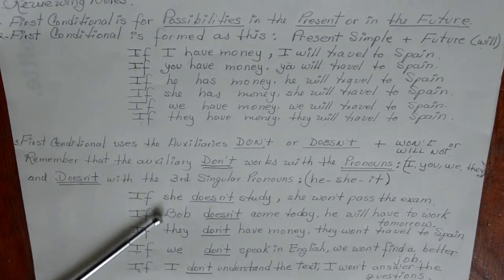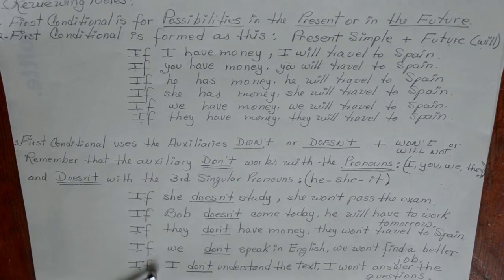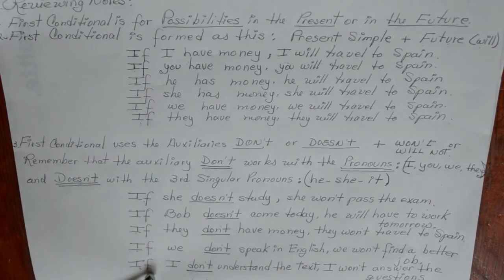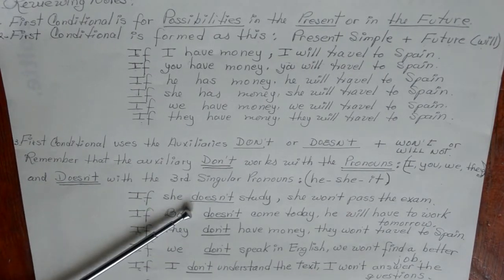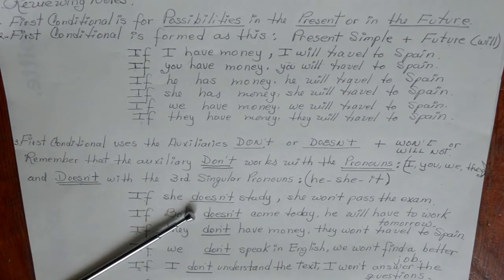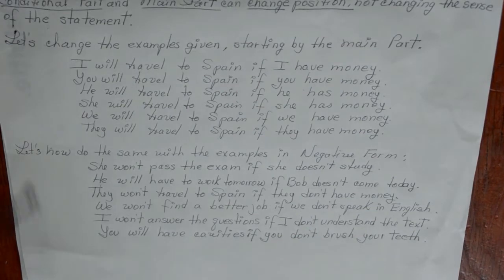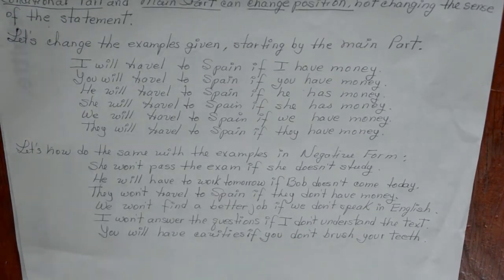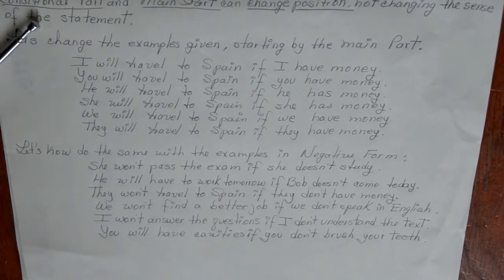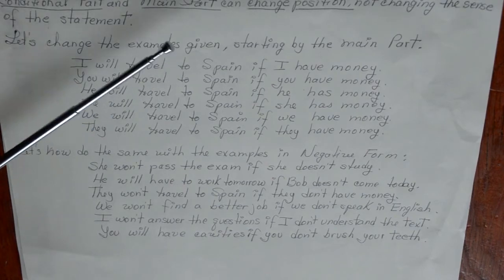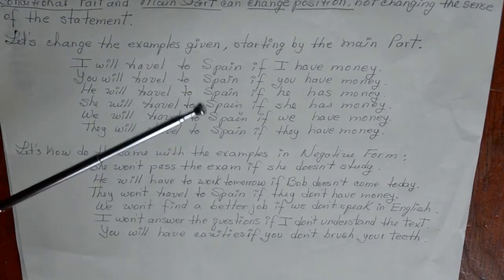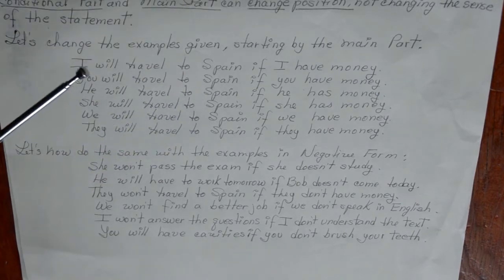So as we see here, depending on the pronoun or subject you use, it is reflected in the application of the correct auxiliary. Now let's go to check this part. Conditional part and main part can change position, not changing the sense of the sentence.